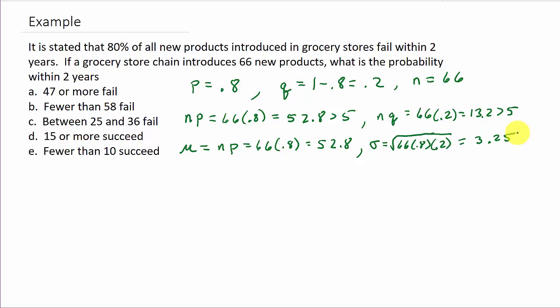All right, so now I've got everything I need. So let's work the first part of the problem. Let's do part A. I need the probability that 47 or more fail. Now remember, this is a binomial, so I'm going to use my discrete random variable R.